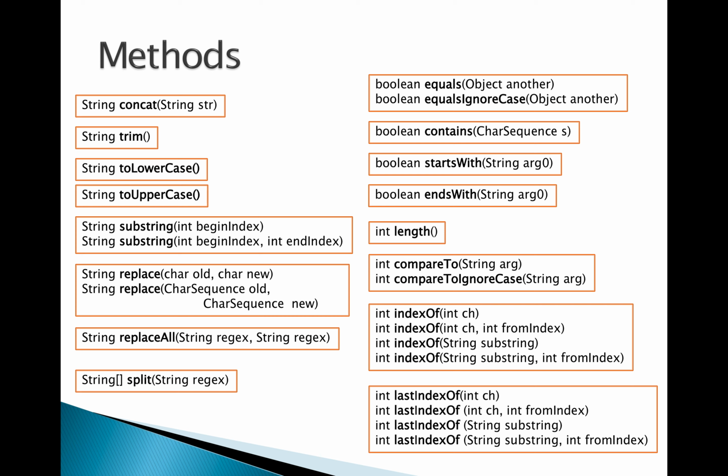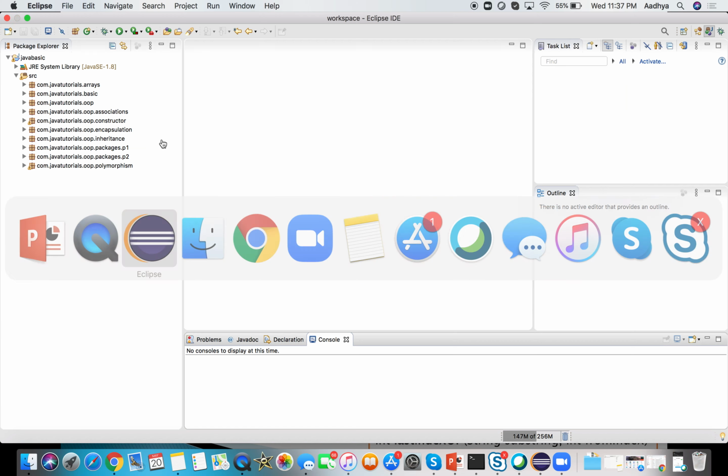Here the last index of does the same job. What is the position of the passed string in a given string? But it does it in a reverse way. Instead of going from left to right, it comes from right to left. So it starts from the last index. We'll see some examples over this as well. Let's move on to Eclipse.